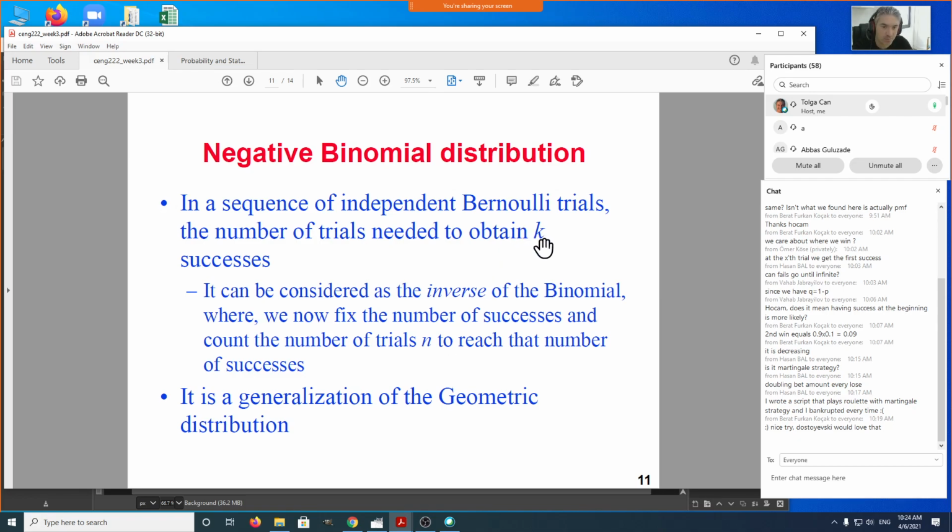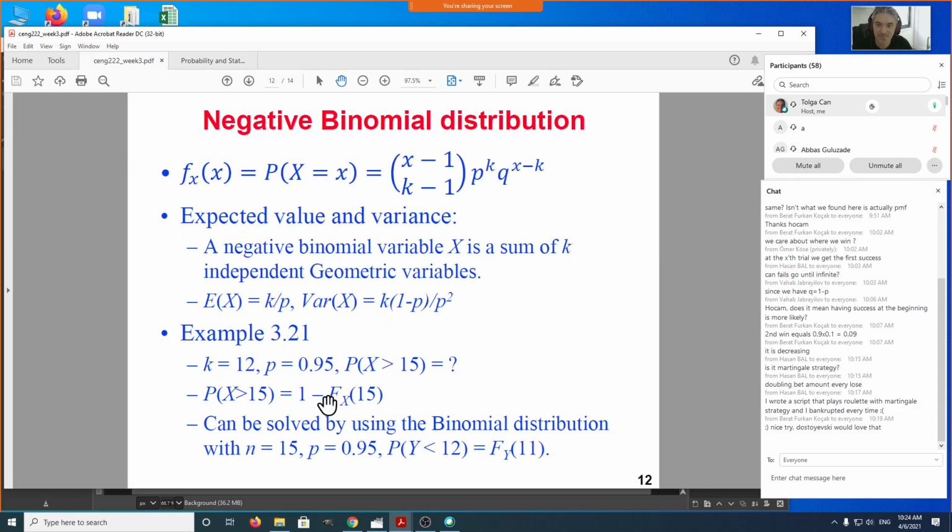So it has 2 inputs, k, which is the number of successes. In geometric distribution, this k is 1. So this is a generalization of the geometric distribution. It's actually written right under, in the last bullet.